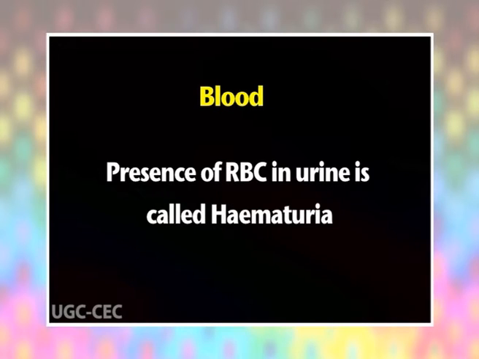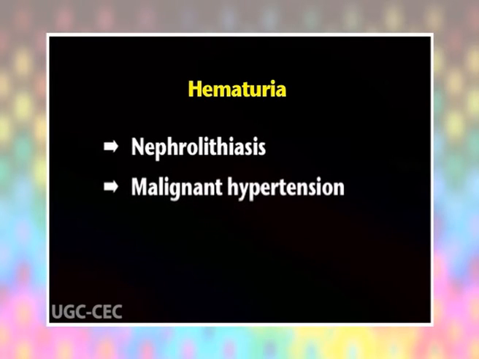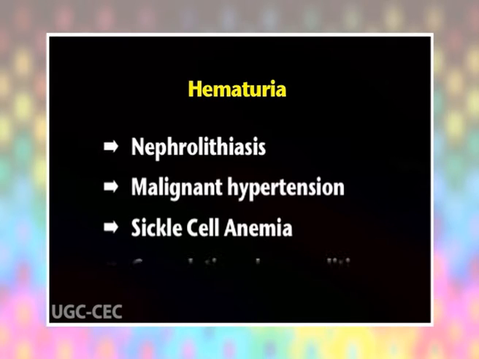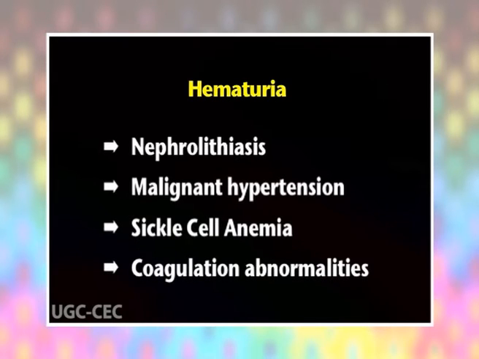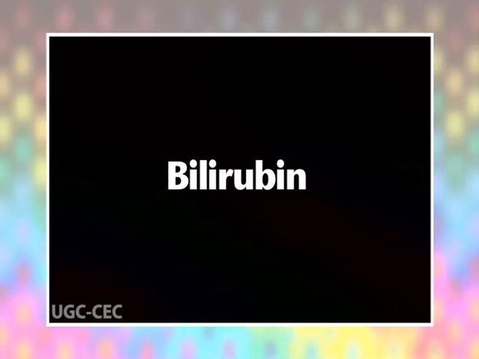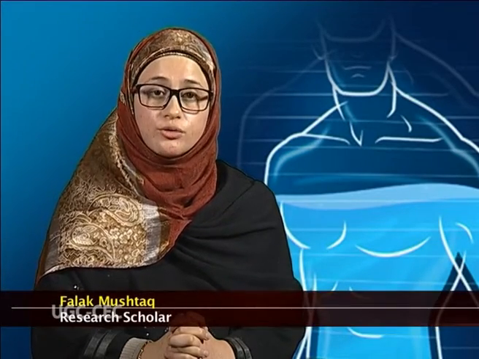Fourth, let's discuss blood in urine. Presence of RBCs in urine is called hematuria. Hematuria is seen in nephrolithiasis, malignant hypertension, sickle cell anemia, coagulation abnormalities. Fifth, bilirubin. A freshly voided specimen is required since bilirubin is very unstable. Unconjugated bilirubin does not cross the glomerular basement membrane as it is non-polar and water insoluble. Conjugated passes freely as it is water soluble.